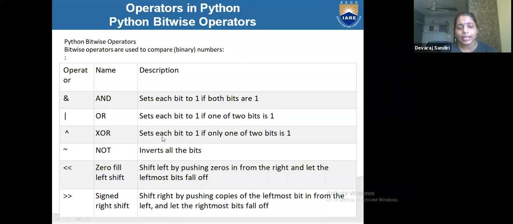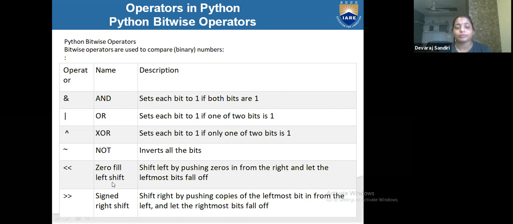The XOR operator sets each bit to 1 if only one of two bits is 1. Only then will you get the output as 1. Not means it is inverse, meaning reverse. If a is equal to 1, your result will be 0. If 0, you will get 1.